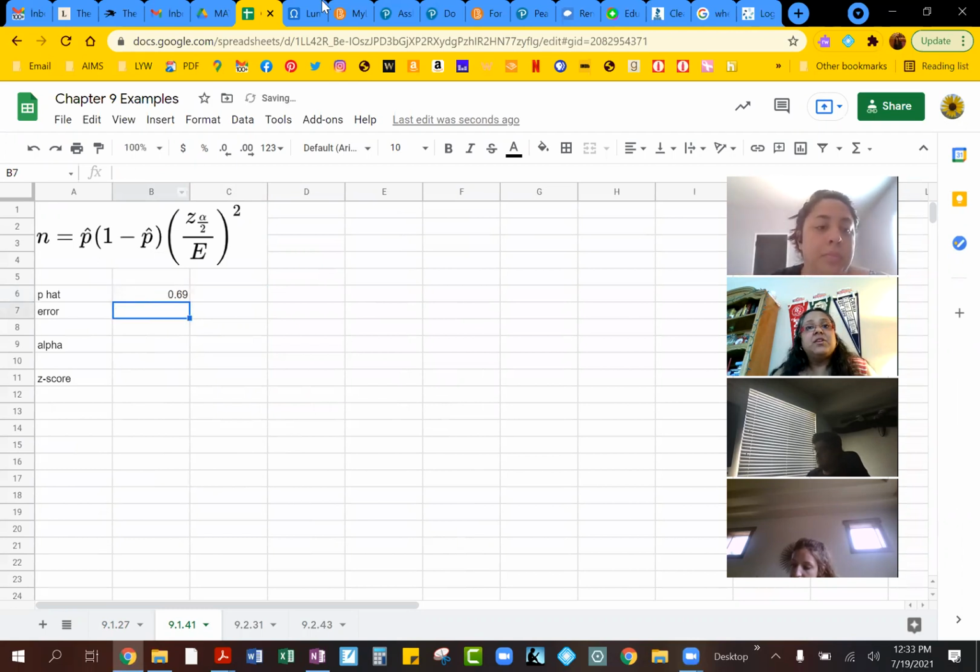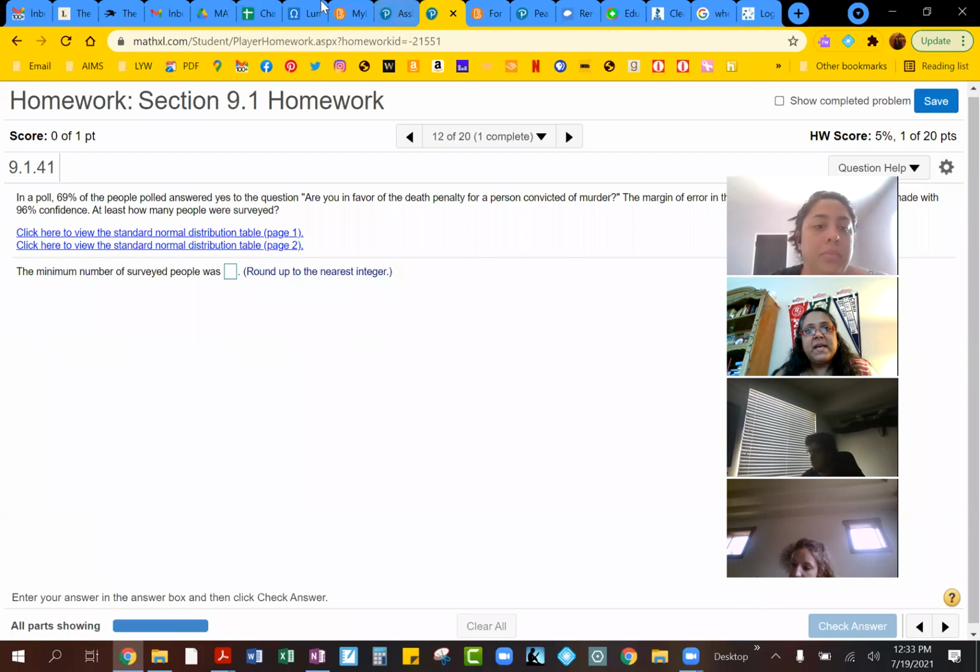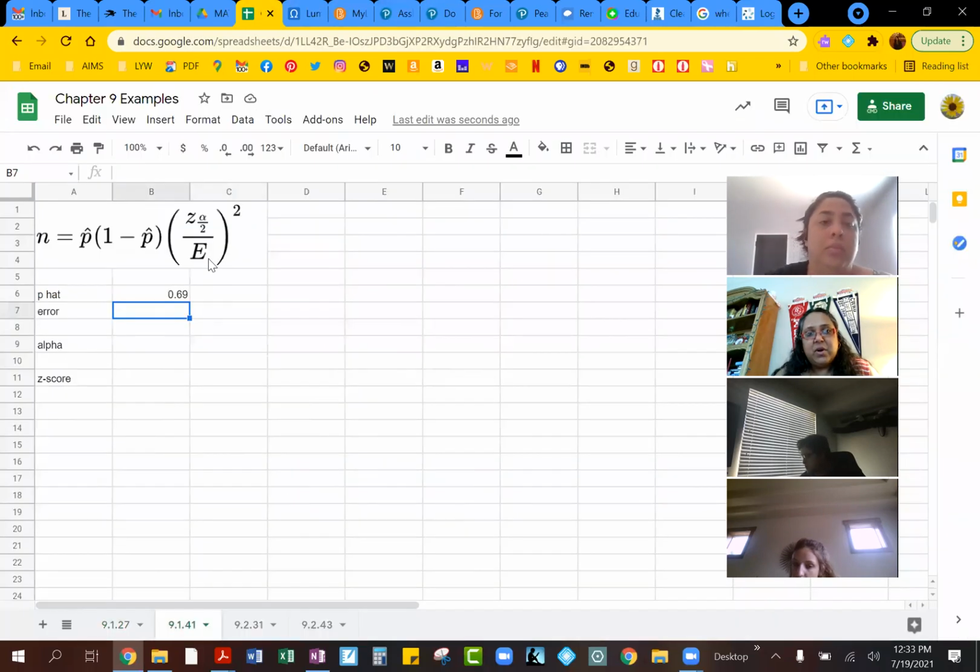Remember they told us the margin of error is 5%. So the E value, or the error, is going to be again in decimal. So that's going to be 0.05. Now let's take a look at calculating that alpha value again. So very similar to what we did last time.